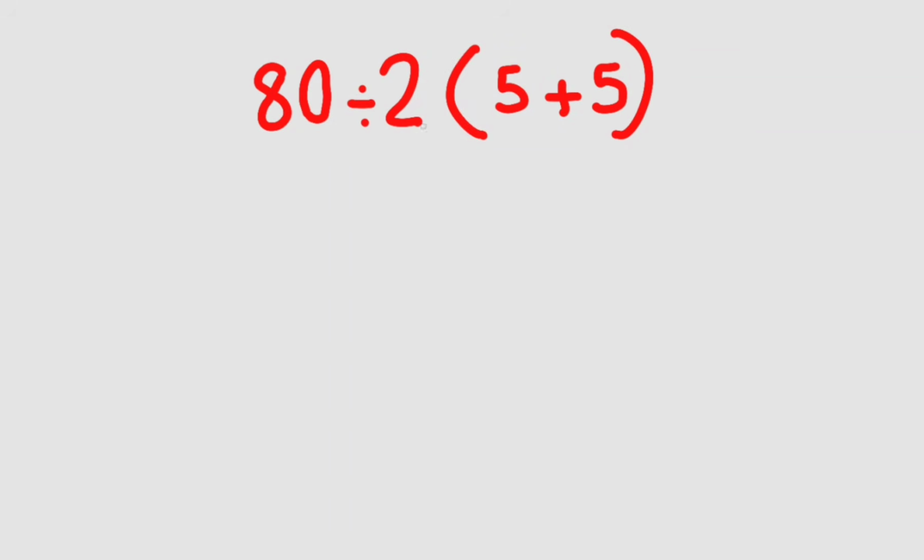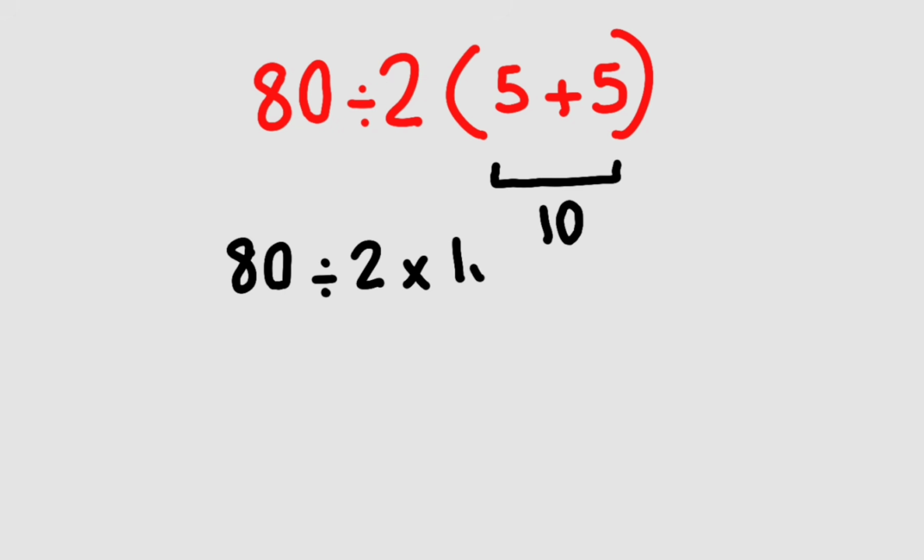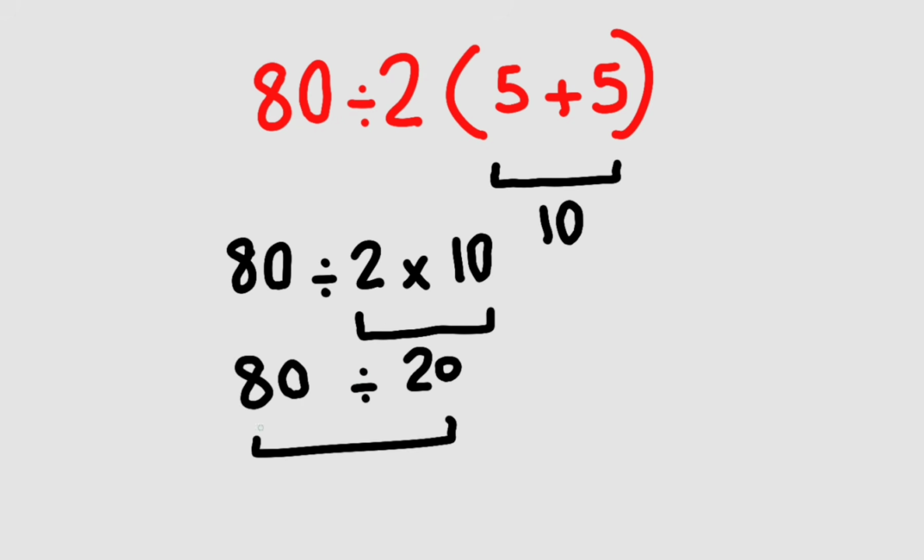80 divided by 2 times (5 plus 5) in parentheses. So 5 plus 5 gives us 10. Now 80 divided by 2 times 10. Now 10 times 2 gives us 20, and 80 divided by 20 gives us 4. But this answer is not correct.